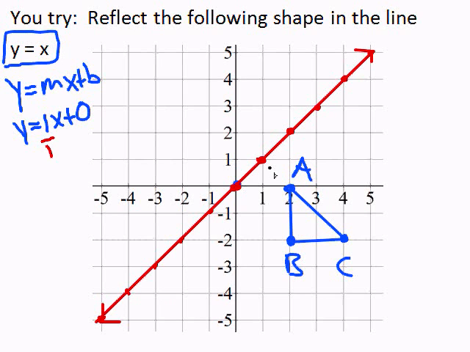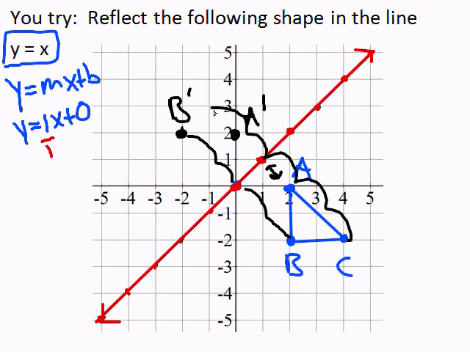Notice A is diagonally 1 away from the line. That means we're going to go 1 to the other side, and that's going to give us A prime. B, we're going to count diagonally to the line. It's 1, 2 away. So we're going to go 1, 2 away on the other side. This is going to be B prime. C, a little bit harder to count. 1, 2, 3. So we're going to go 1, 2, 3 diagonally to find C prime.